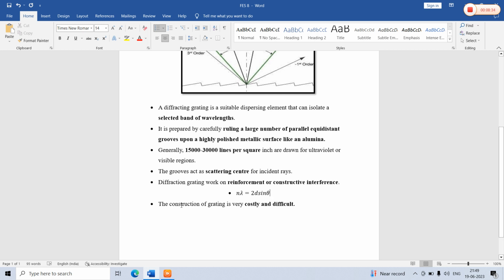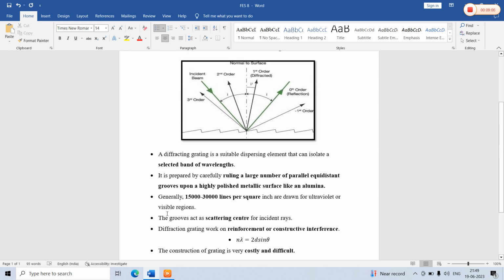You have to remember only one point: instead of a diffraction grating, sometimes replica gratings are used, because replica gratings are easy to prepare and diffraction gratings are not. It is costly and difficult to prepare. So this is all about the diffraction grating.